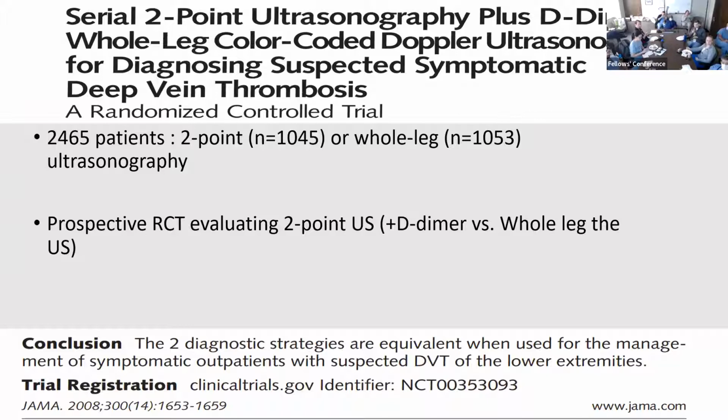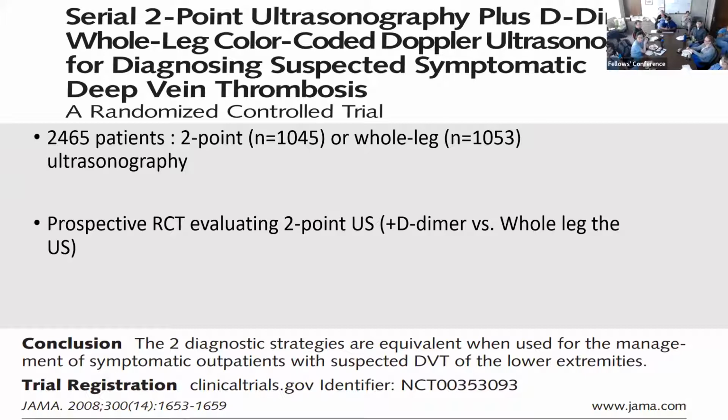What they did, they took 2,400 ED patients who had suspicion of having a lower extremity DVT, and they did a 2-point exam, which we'll go over in detail on the next couple of slides, plus D-dimer, versus a whole leg exam. An important thing to remember about this study is these were serial exams.